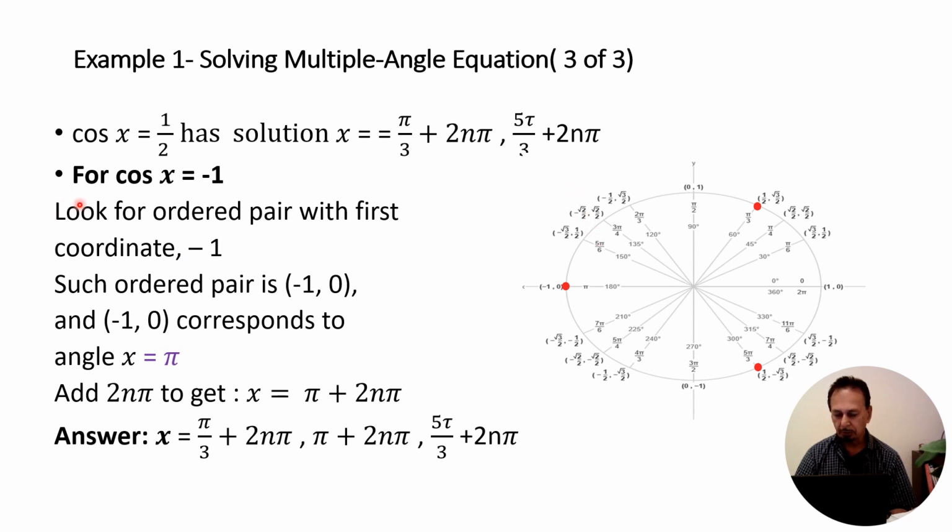So now we look for solutions of cosine x equal to minus 1. Let's look for the ordered pair with first coordinate negative 1. Such an ordered pair is this one, negative 1, 0. And negative 1, 0 corresponds to this angle, which is what? Pi. So now we add 2 n pi to pi to get x equal to pi plus 2 n pi. Now we list these solutions in order. Pi over 3 plus 2 n pi is smaller, and then pi plus 2 n pi is bigger, and then the last one is 5 pi over 3 plus 2 n pi.